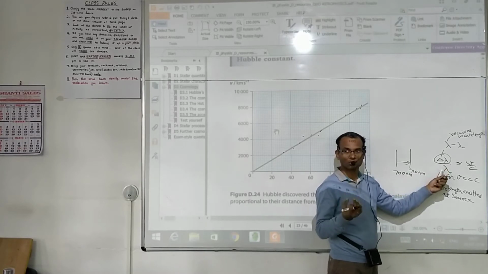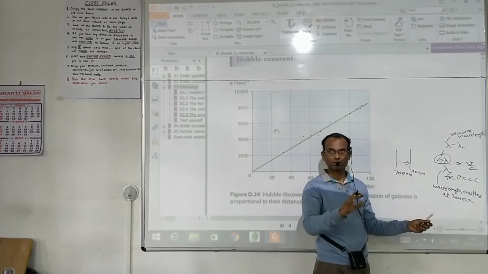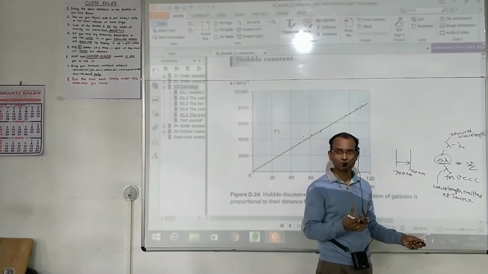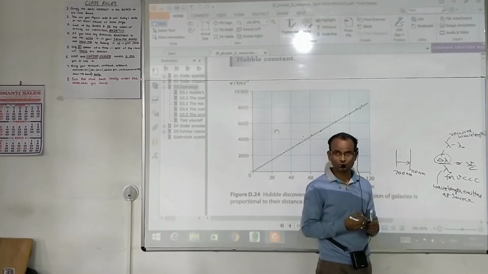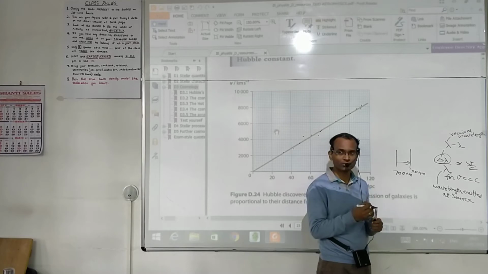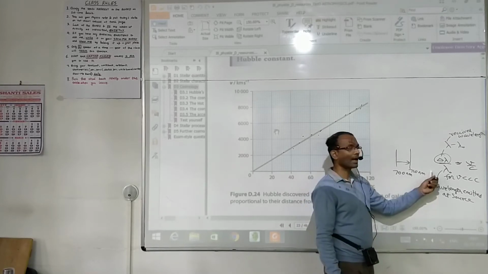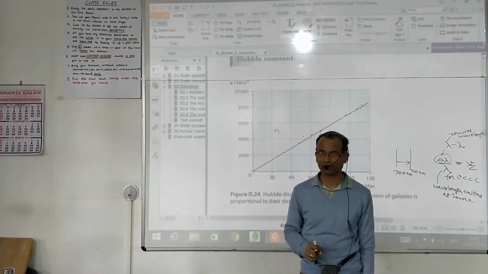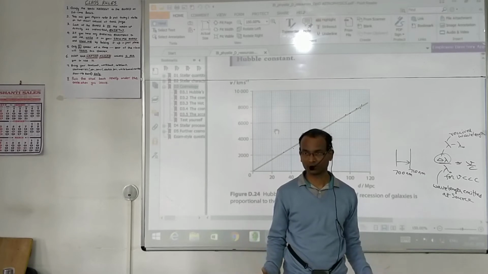Just like sound, if the sound source is moving faster, you will hear a higher pitch. Lower pitch if it's going away, higher pitch if it's coming towards you. Right? Lower pitch means bigger wavelength. Clear? But actual explanation is not Doppler effect. So actual explanation is the expansion of the universe.